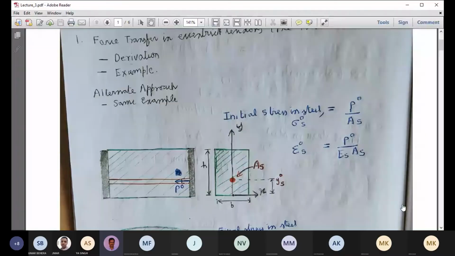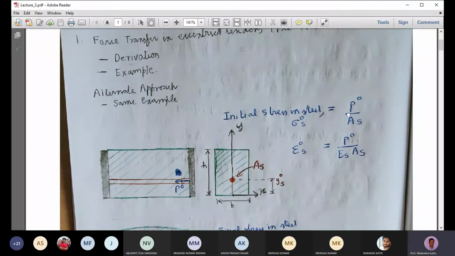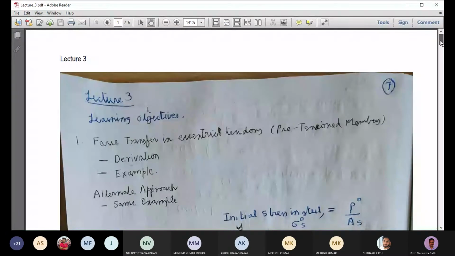You are able to see the slide, right? Are you able to see the slide? Yes, sir. Okay, so we will begin the class.